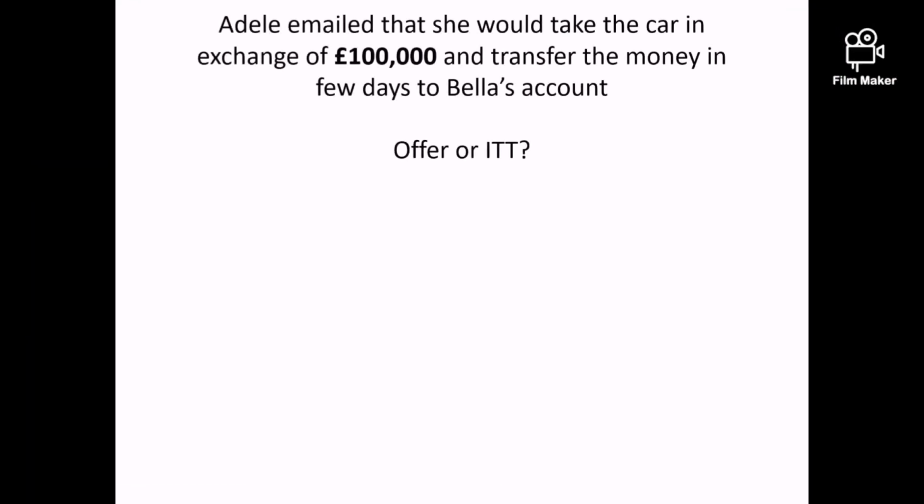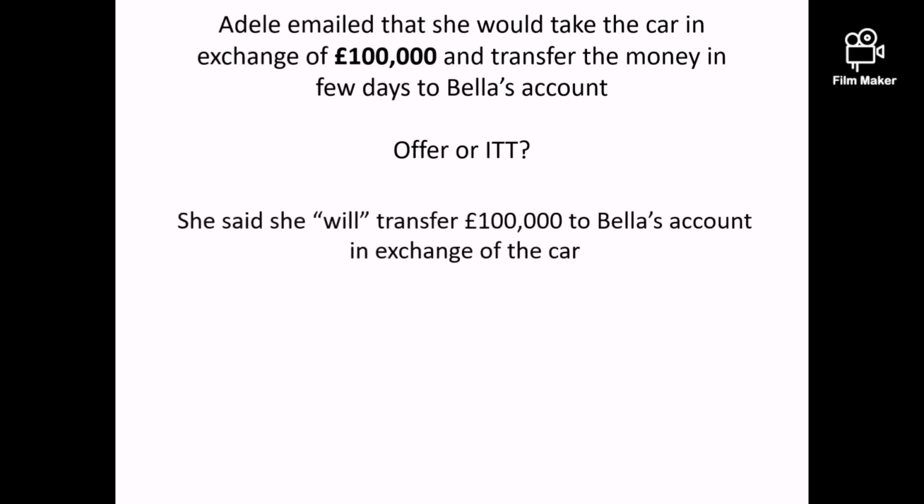In response to Bella's invitation, Adele sent an email and said that she would buy the car in exchange for £100,000. She also mentioned that she will transfer the money in a few days. Now, the question is if this is an offer or ITT. Here, Adele's email clearly states that she will transfer £100,000 to Bella's account.